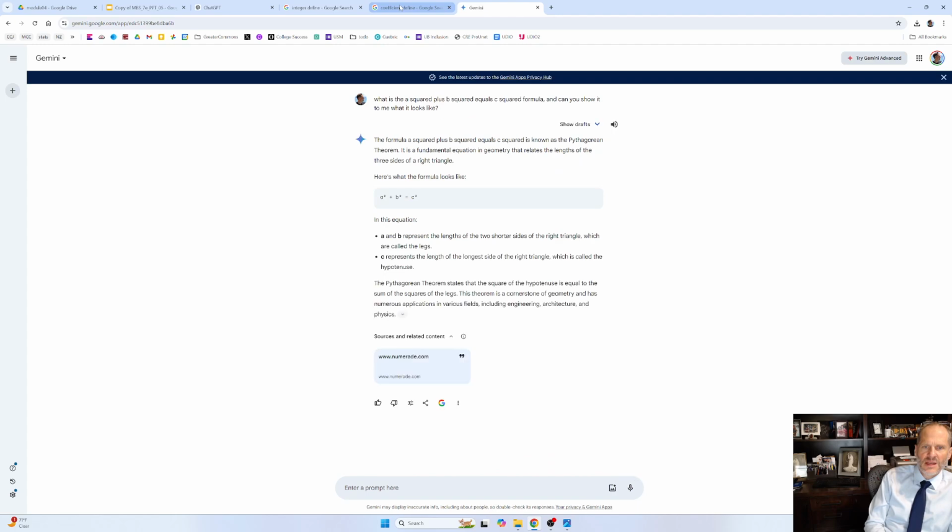The formula a squared plus b squared plus c squared is known as the Pythagorean theorem. That's right. And here's what it looks like. That's correct. I remember that. But I wasn't sure until I saw it. So that's the Pythagorean theorem.